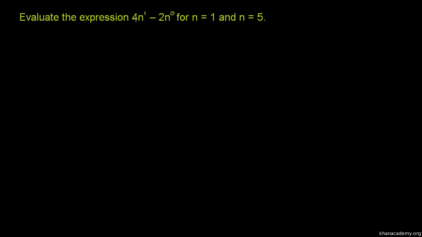Evaluate the expression 4n to the first power minus 2n to the 0th power for n equals 1 and n equals 5. So let's do n equals 1 first. So every place we see an n, let's put a 1 in there. So this is equal to 4 times 1 to the first power minus 2 times 1 to the 0 power. Every place we saw an n, we have a 1 there. We have an n to the first, n to the first, 1 to the first.